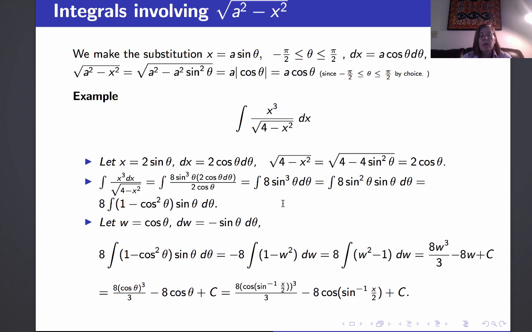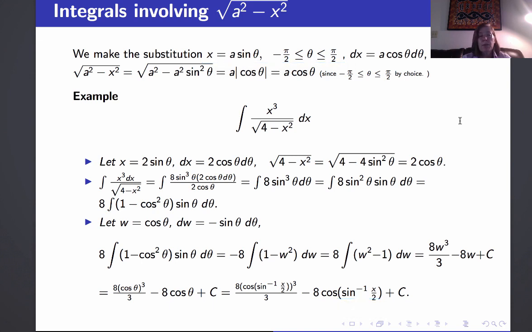Now we must replace our theta by x's, because our original integral was given in terms of the variable x, so it's polite and useful to change our answer back to that format. So for theta, our substitution was x equals 2 times sine theta, and it was equivalent to the substitution theta equals sine inverse x over 2, because we chose the angles appropriately.